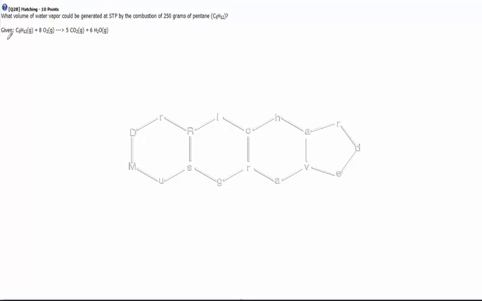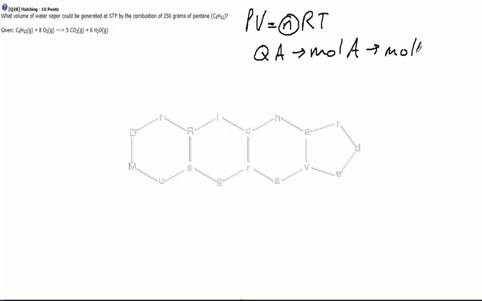Okay, this problem here: what volume of water vapor could be generated at STP by combustion of 250 grams of pentane? So we're going to use PV equals nRT here. That will be to get the volume of water vapor, but in order to do that we're going to need the number of moles of water vapor. Now to get that we're going to have to do a little bit of stoichiometry. And I like to use this little flowchart here.